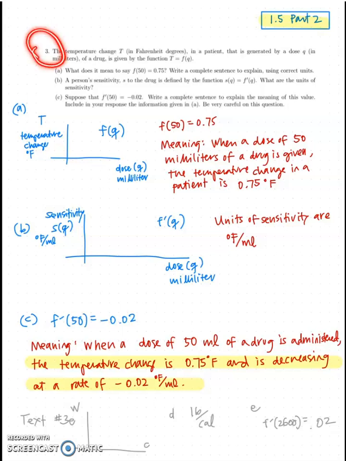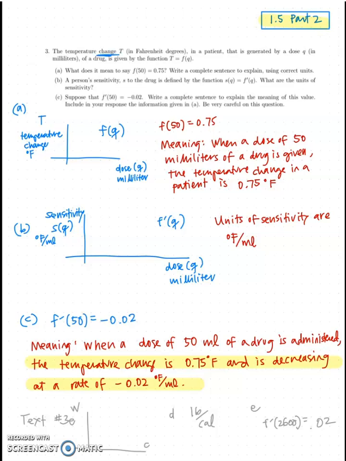Let's go over number 3 in part 2 of homework 1.5. This was one where there was a little bit of confusion on part of this problem. So first of all, the temperature change, T, in Fahrenheit degrees in a patient that is generated by a dose Q in milliliters of a drug is given by the function T equals f of Q. I think there's some confusion about what the input and output variables really are. It's somewhat critical to notice that it's not temperature, but temperature change.